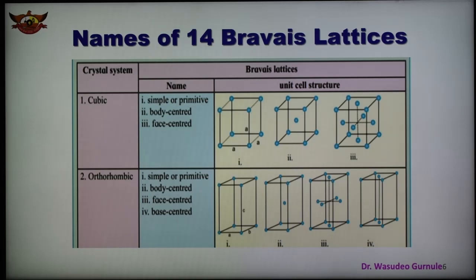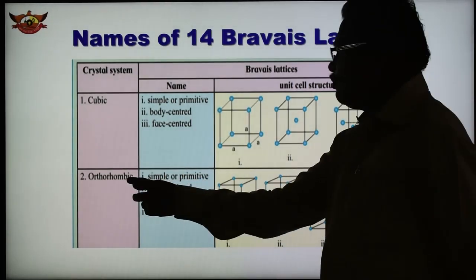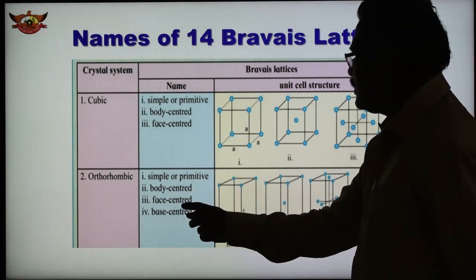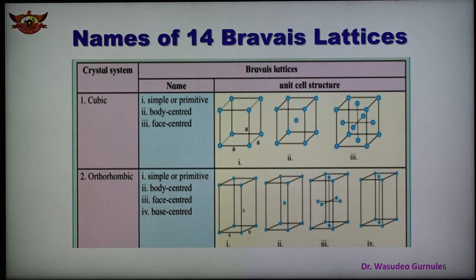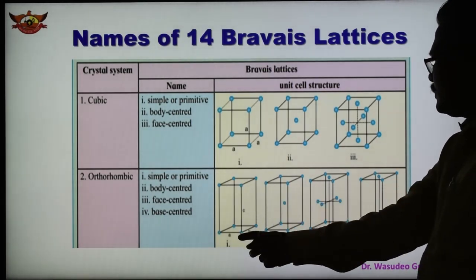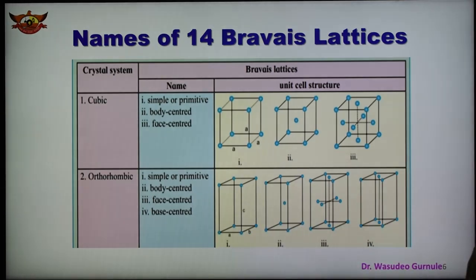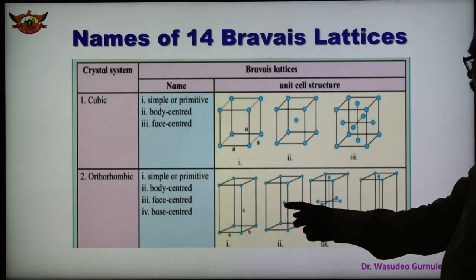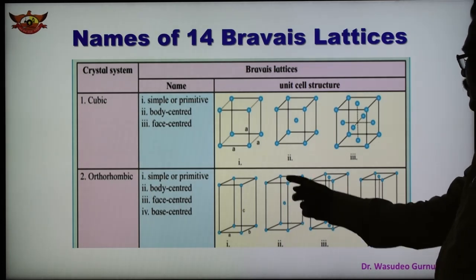In the case of orthorhombic, we have seen it has 4 types: simple, body centered, face centered, and base centered or end centered. So 4 types are shown here. In simple, particles are at the corners, shown here. This is the number 1 structure of the unit cell. And here in body centered, one particle is present at the body center of the cube.